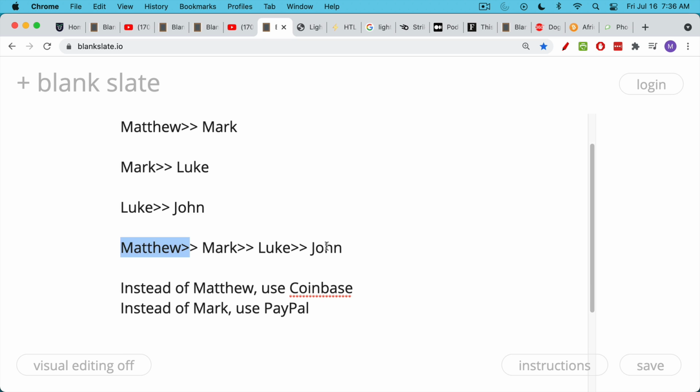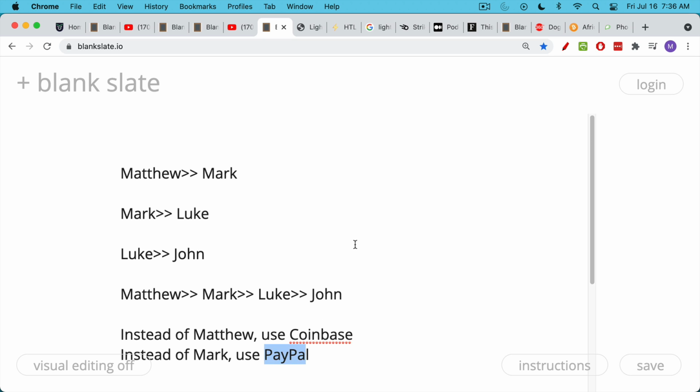Now, instead of using the words Matthew and Mark, what if we say that Matthew is Coinbase and Mark is PayPal, and they each have their own Lightning node? This is when it gets very interesting. Maybe one of them is Target, one of them is Walmart, one of them is Amazon or Whole Foods, etc. You can see how this can grow.